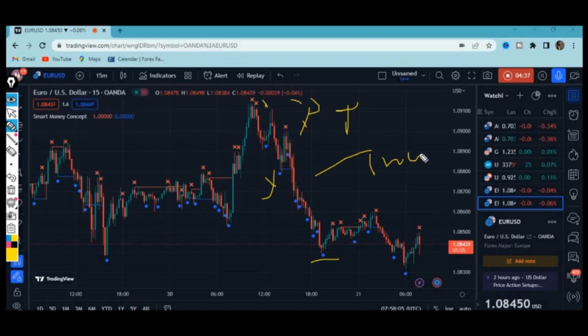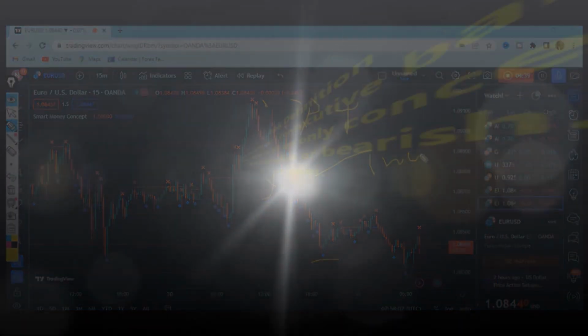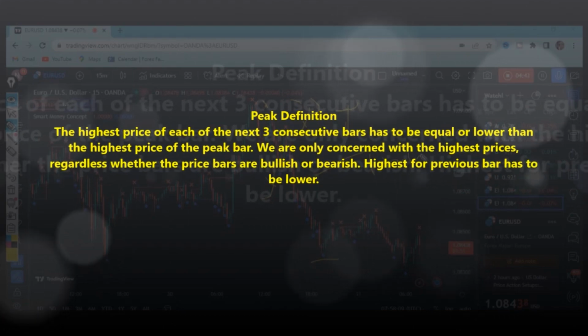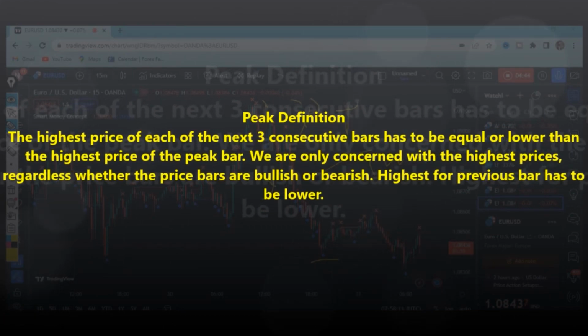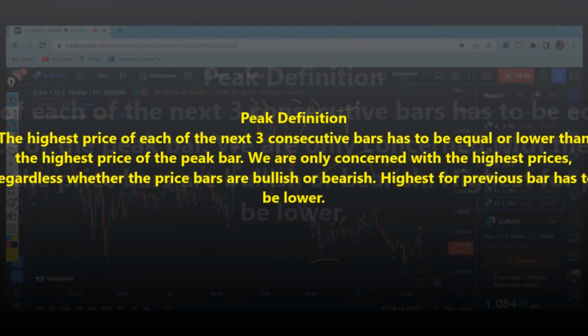When you hear the word peak in forex trading, it is the highest price, where the highest price of each of the next 3 consecutive bars has to be equal to or lower than the price of the peak bar. We are only concerned with the highest prices, regardless of whether the price bars are bullish or bearish. The highest of the previous bars has to be lower.